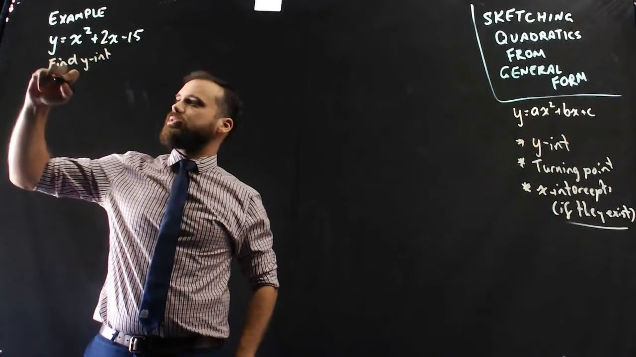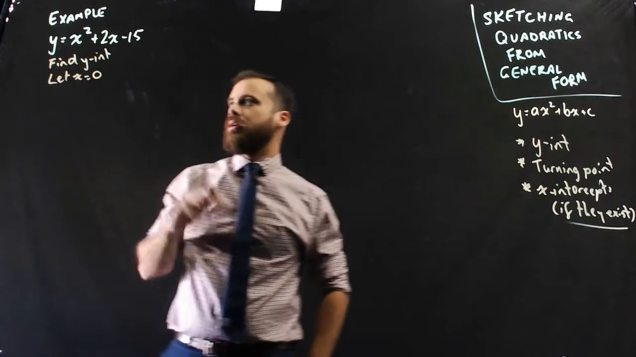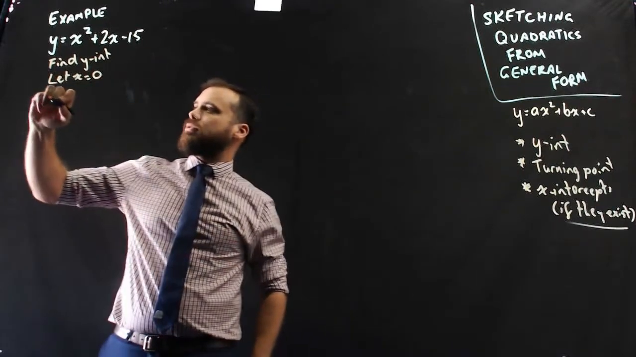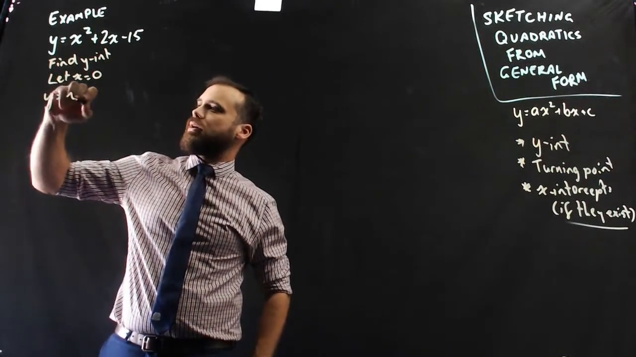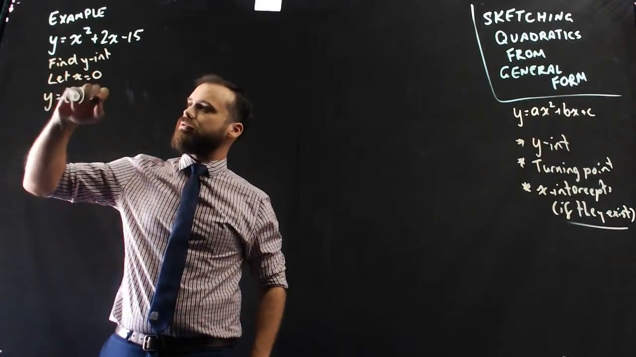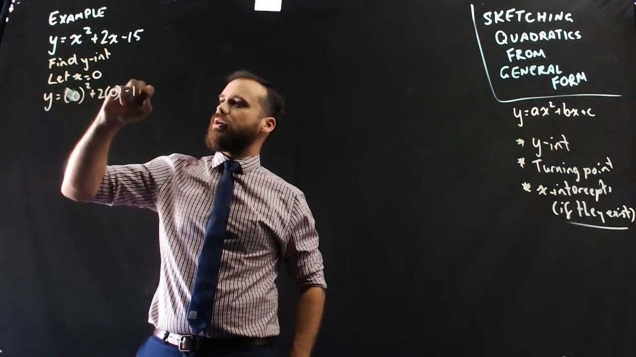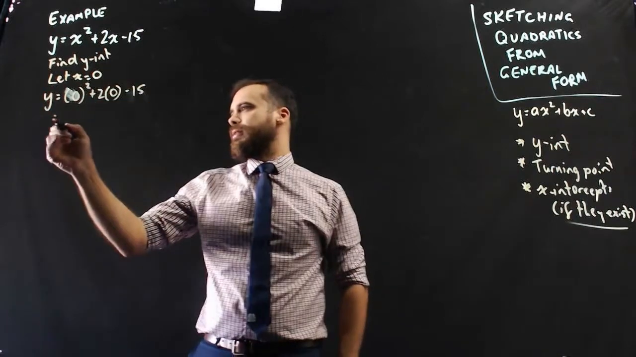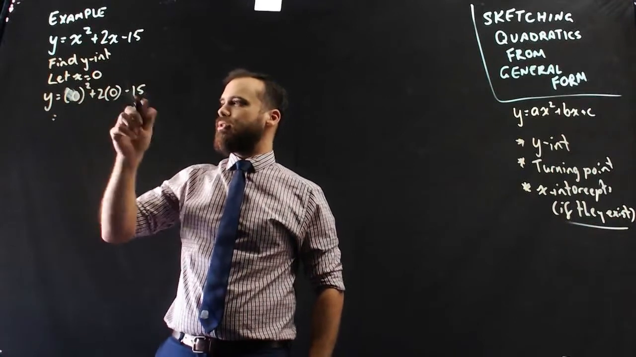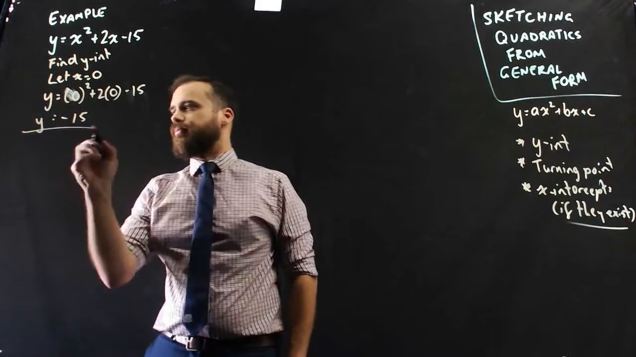And to find the y-intercept of anything at all, it's always let x equal 0. So in this example, y equals 0 squared plus 2 times 0 minus 15. 0 squared is 0, 2 times 0 is 0. Finally, the y-intercept is negative 15.